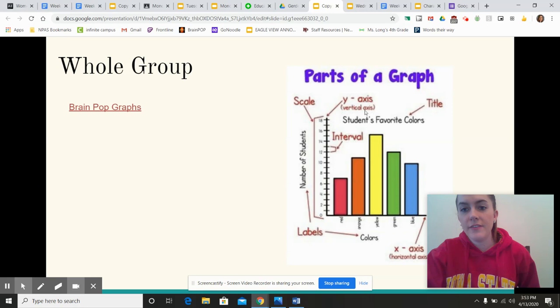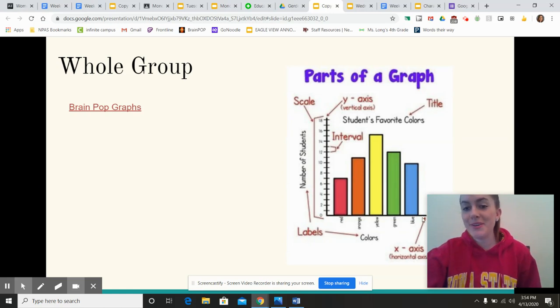So in this graph, it has a title right here. You'll notice that every bar graph, any type of data, should have a title, because a title tells you what we're really looking at. Okay, so in this example, this is about students' favorite colors. So a teacher might have done this with their whole class, and kids had to pick their favorite color. Then I look and I see that every bar graph will have different axes.